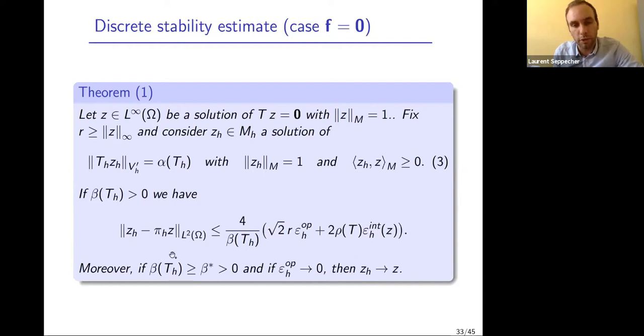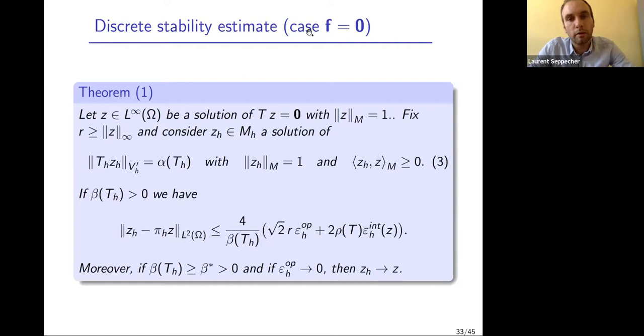And you have this result which guarantees that z_h, the solution of this discrete problem, is really close to the projection of z. Okay, the projection of z is the best guess you can have in the finite dimension space. And the constant, as we can expect, is in 1 over beta of T_h. So you see the importance of this discrete inf-sup constant, which appears here in the control. Then you have the error over the operator, and you have the error of interpolation of your solution, which is in norm terms. Okay. And so you can also say that if beta of T_h is bounded from below, then you have a convergence. When h goes to 0, z_h goes to z. Okay. So it shows you that beta of T_h is the key element for stability here.